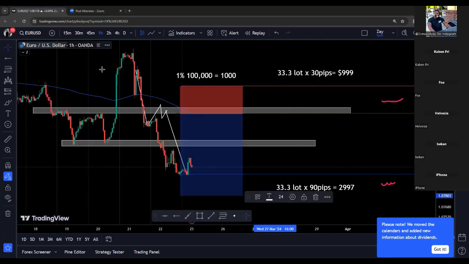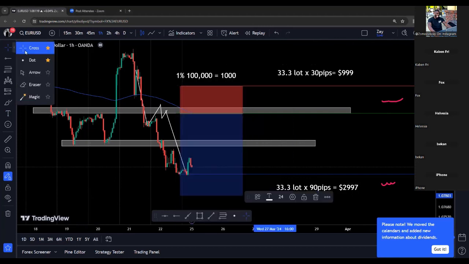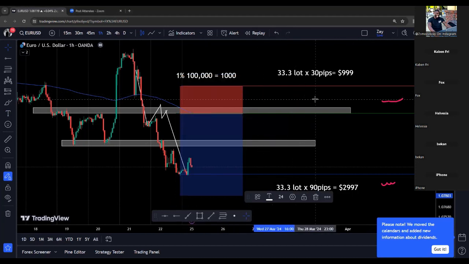Looking at that, it doesn't even look good to me. Hold on, I got a question. We are risking 30 pips on that trade, right? I'm lost. So why are you guys using a 33.3 lot size on that one? It's supposed to be a 3.3 lot size, right?